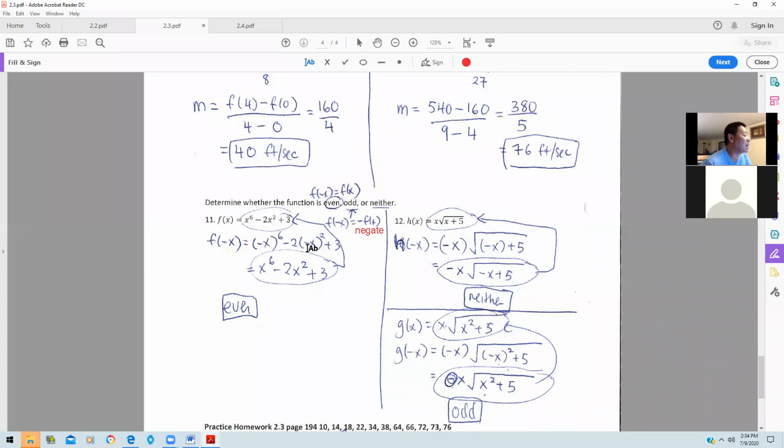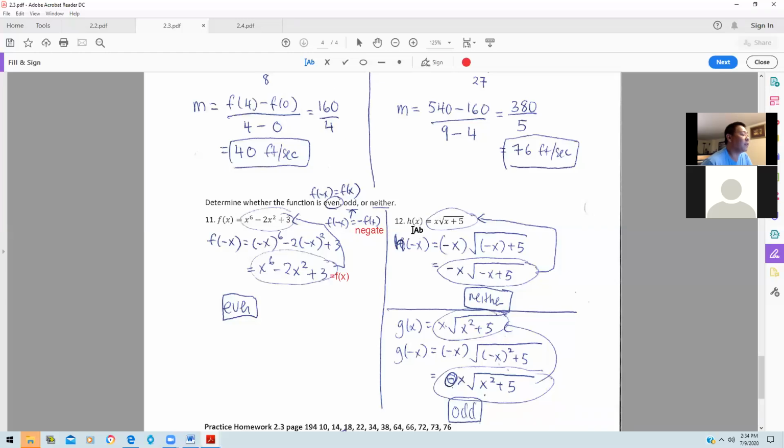This x will become negative x squared. Since this is a power of 6, it's x^6 because it's positive. This is x squared because it's also even. It's also positive, but positive times negative, you get negative 2x squared plus 3. So you find out that these two functions are exactly the same thing as f of x. So if you plug in negative x and you still get back f of x, then this is even.